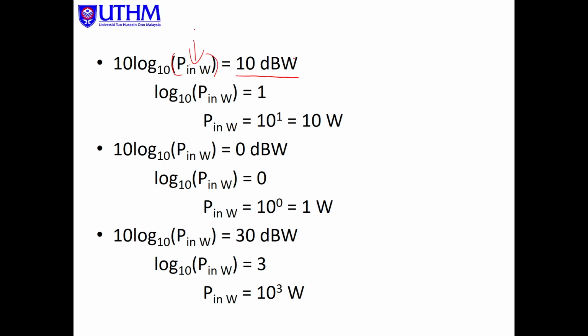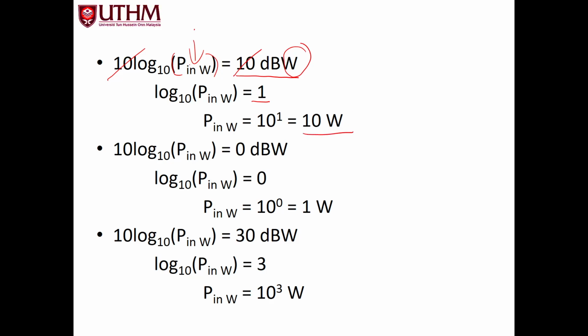Why in terms of watt? Because here it is dBW, dB watt. So 10 log power in watt, you get 1 because you divide by 10. The 10 here can be cancelled out, you divide, you get 1. So the power in terms of watt, anti-log of 1, you get 10 watt.